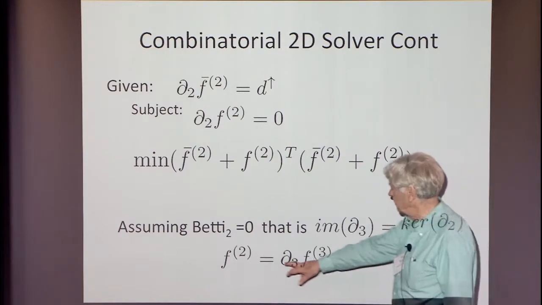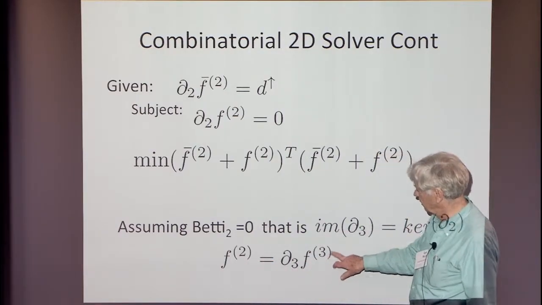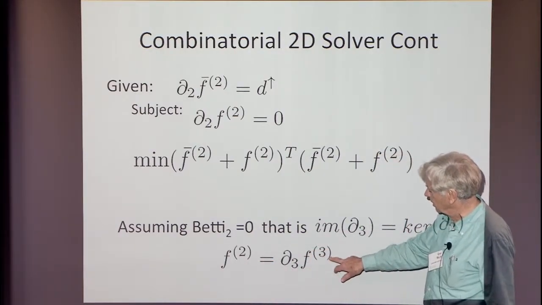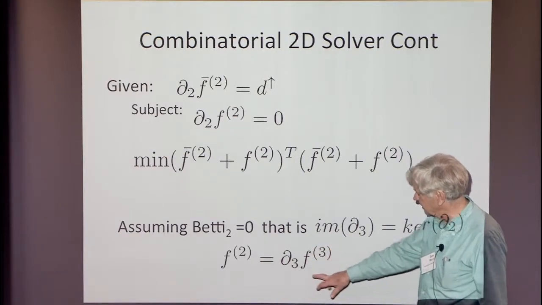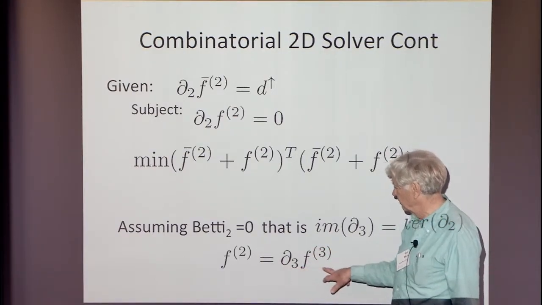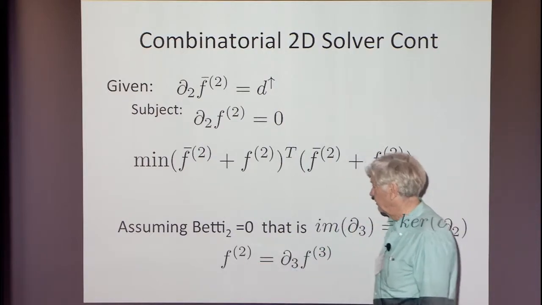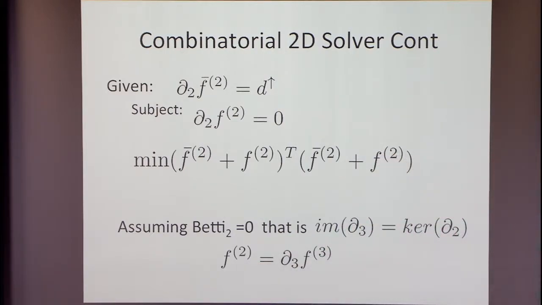Well, assuming that this is true, then this simply says that this flux can be obtained in one higher dimension by just looking at potentials on the tets, such that when you apply partial 3 to it, you get that particular flux, right? So let me just draw a quick picture here. So that's just simply saying the following, right?